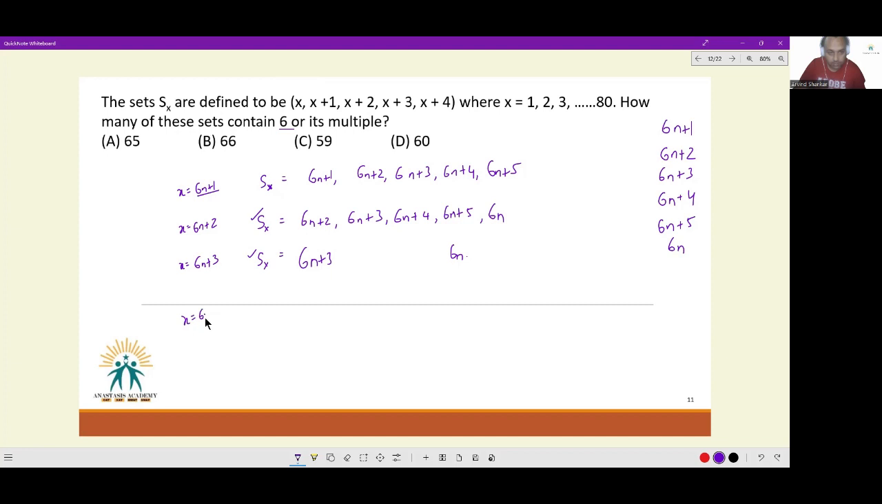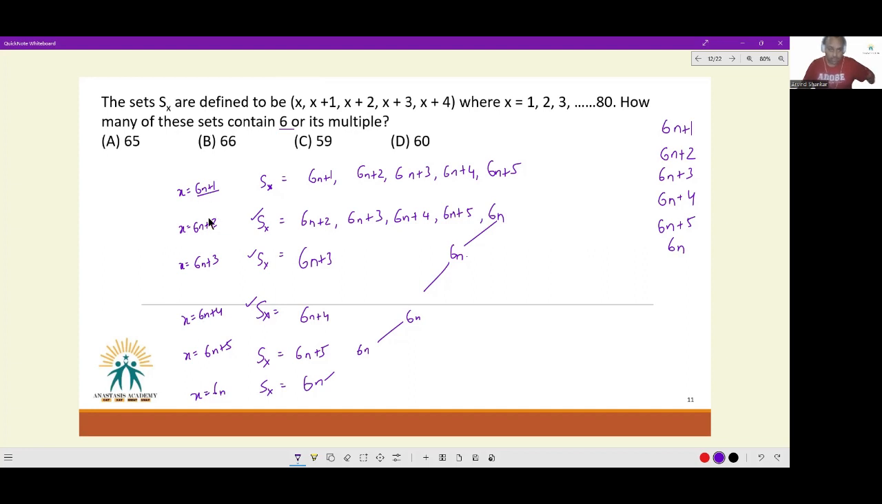What if x was equal to 6n plus 4? Sx would be equal to 6n plus 4, and here you would get 6n. X plus 2 itself would be a multiple of 6. So this is a good number. Then for x equal to 6n plus 5, you get 6n plus 5 and 6n. And finally, for x equal to 6n, no work at all. This is already 6n. Hopefully, you can also see the diagonal sort of work that is happening.